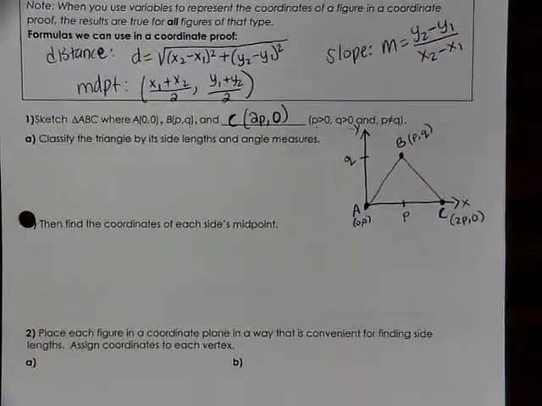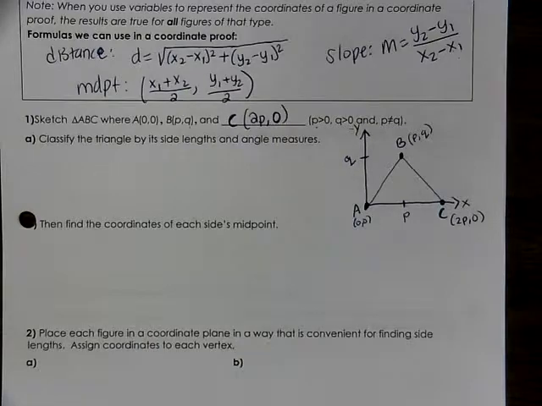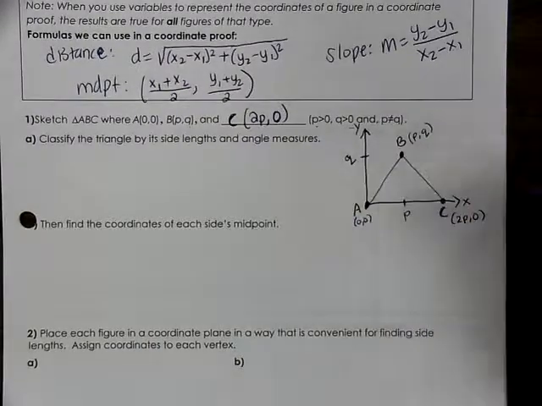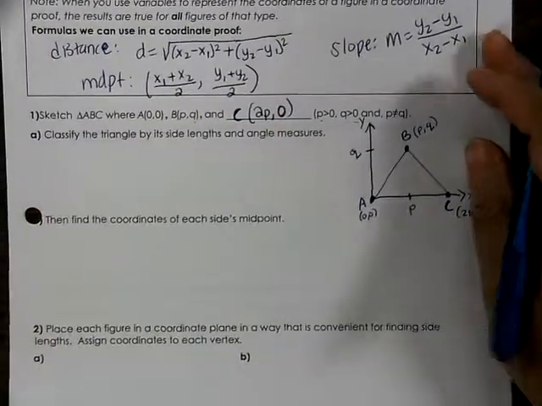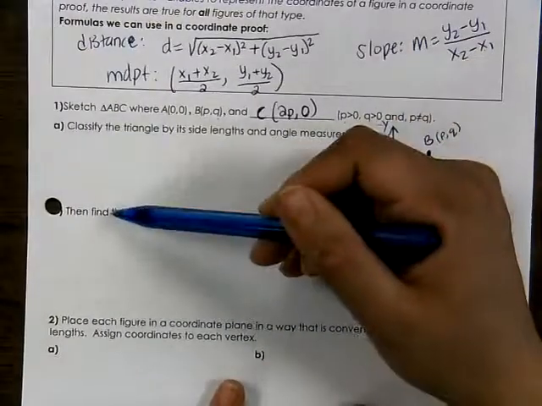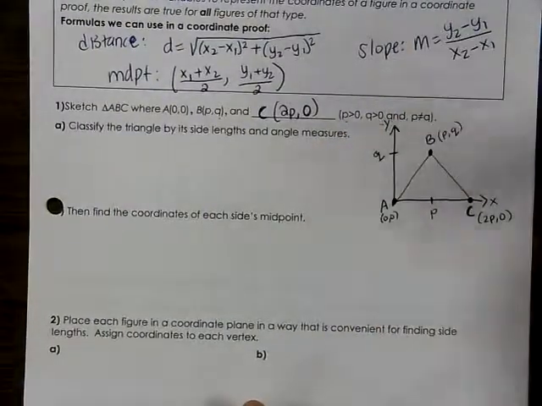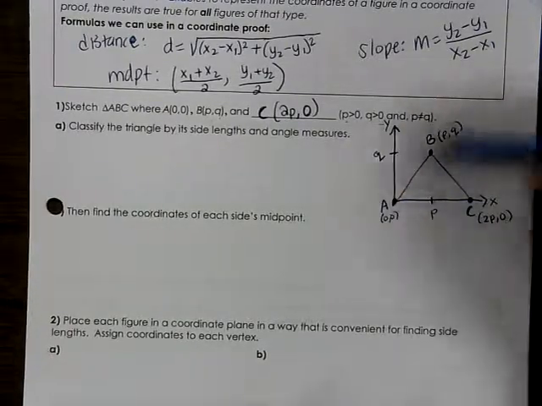And the question says to classify the triangle by its side lengths and the angle measure. So looking at it, you can kind of look at it and say, well, maybe it looks like the legs might be congruent, but maybe it looks equilateral. I don't know until I actually find my distances using the distance formula. So this is what a coordinate proof does. You're still using the distance formulas like we did in the last unit and the last quiz from yesterday. The only difference now is you're not using numbers, you're using variables.